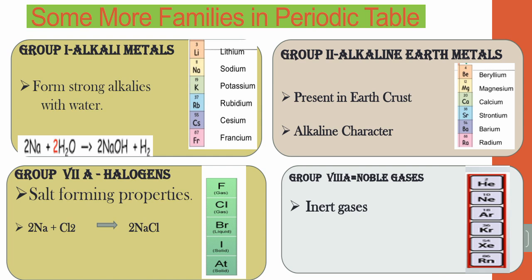In the periodic table, there are some elements which show some specific chemical reactions or some specific properties. तो इन elements के जो group हैं उनको कुछ specific names दिए गए हैं, like group 1A is known as the group of alkali metals because they form strong alkalis with water.